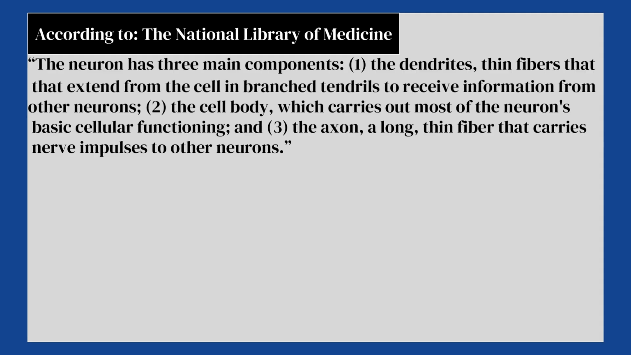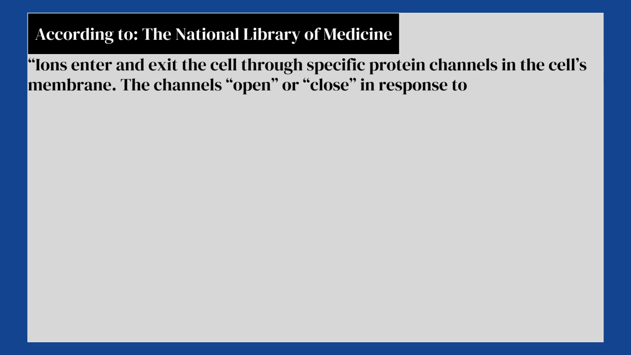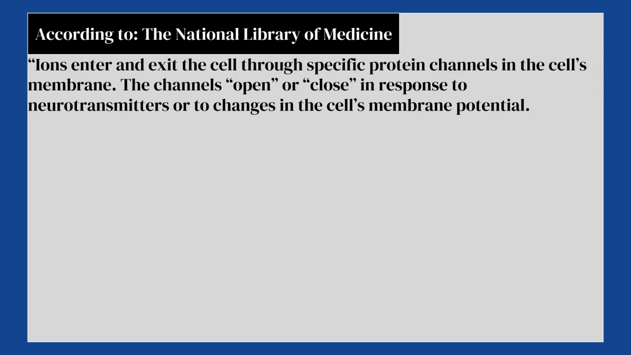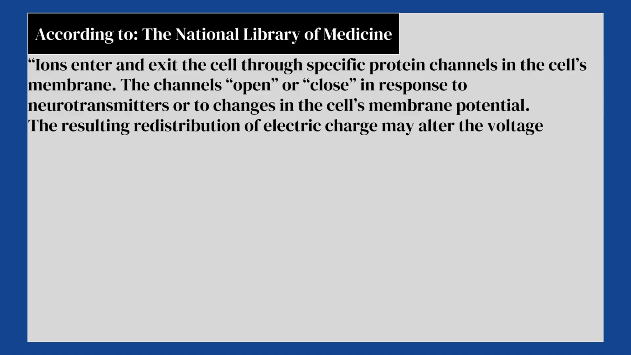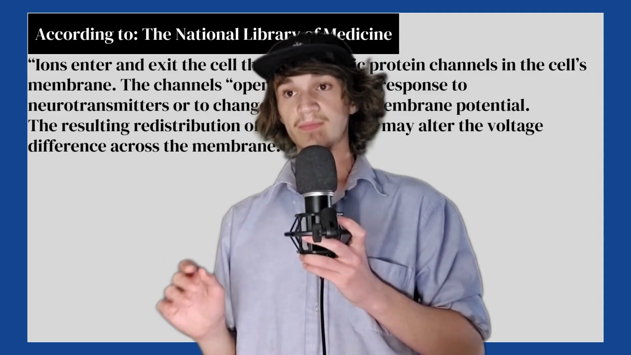And later in the article, they also explain that ions enter and exit the cell through specific protein channels in the cell membranes. These channels open or close in response to neurotransmitters or to changes in the cell membrane potential. The resulting redistribution of electric charge may alter the voltage difference across the membrane. Now I know that was a lot, but we're going to break it down.